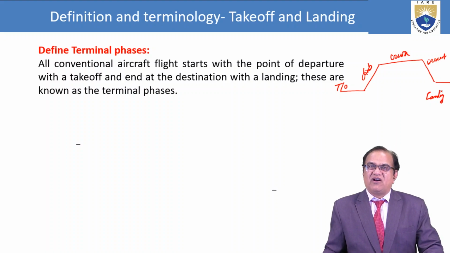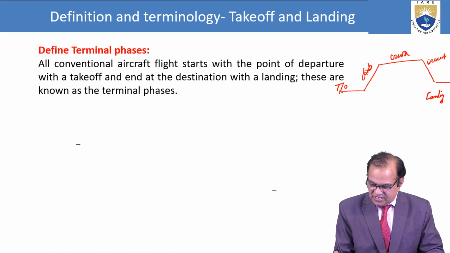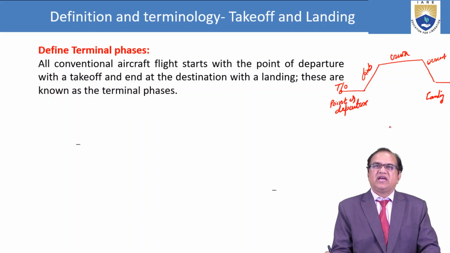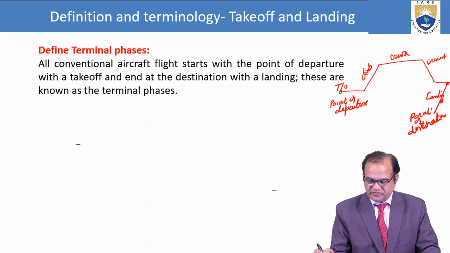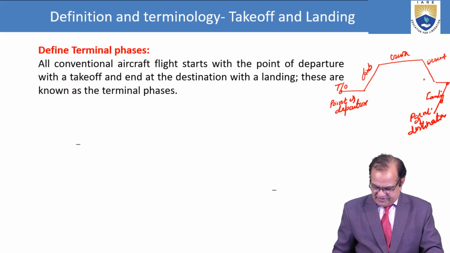All conventional aircraft flight starts with the point of departure. So this is the point of departure, and ends at the point of destination. So this is the point of destination. Here you have the takeoff, then landing, then all phases are explained here.